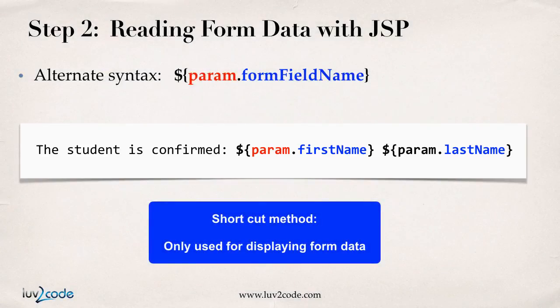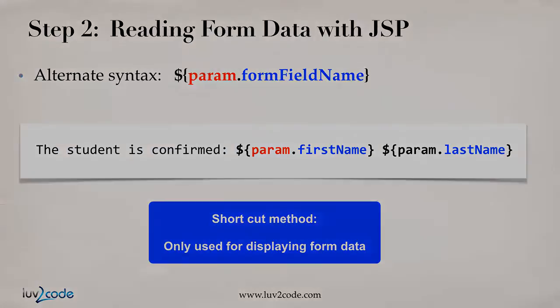So this is really just a shortcut method. It's only used for displaying form data. So it's really just a shorthand, simpler way of writing the code. But if you needed to read the form data in like maybe a scriptlet or something, then you'd have to resort back to using the request.getParameter. But as much as possible, I'll try and make use of the shortcut method in our confirmation pages.